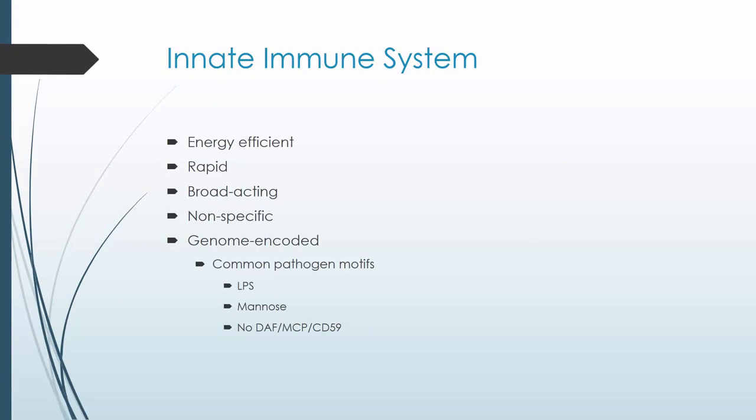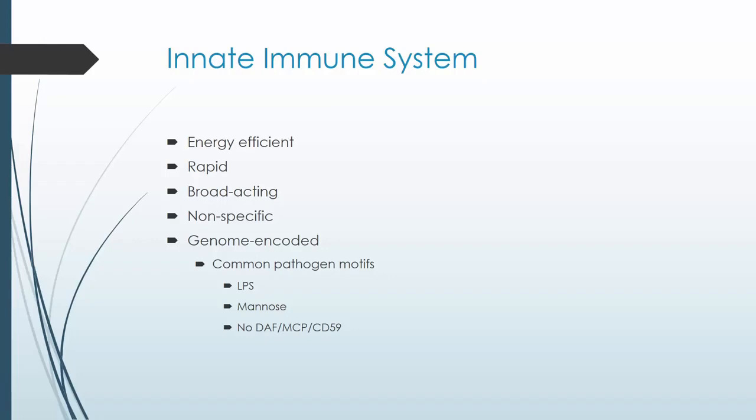The innate immune system can be described as energy efficient, rapid, broad-acting, nonspecific, and importantly, it is genome encoded, which means that every part of the innate immune system is coded by our genome and doesn't change over our lifetime or with exposure to a pathogen. This is important because it's in drastic contrast to the adaptive immune response. We'll talk about that later.